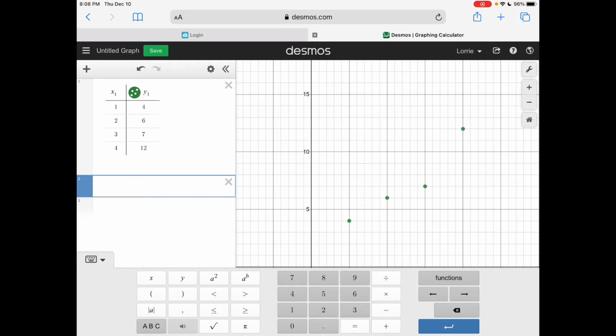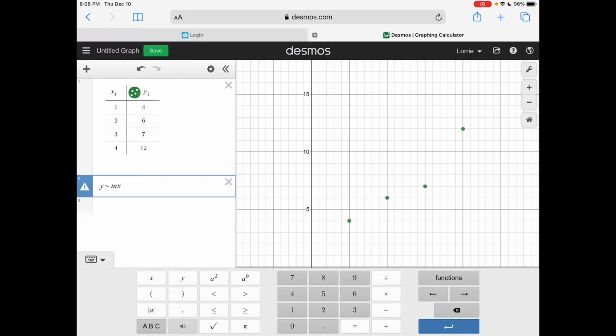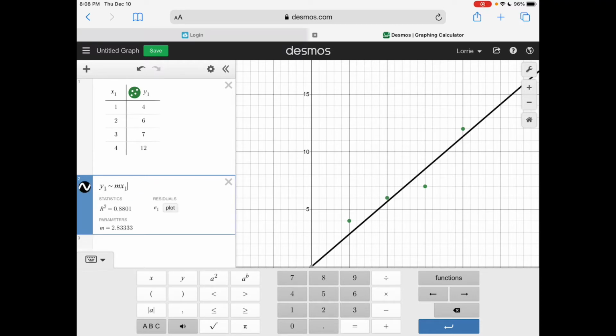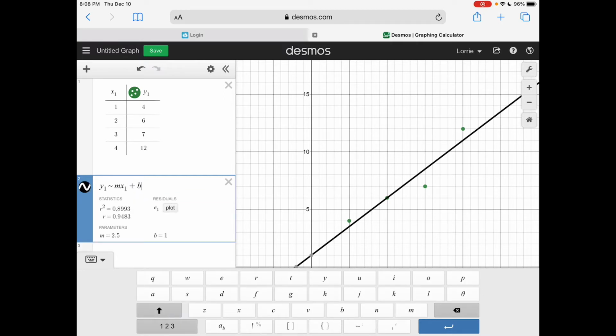So we will put in y is approximately equal to mx1. Actually, I forgot the 1 on my y, so I'm going to fix that. y1 approximately equal to mx1 plus b. And now we've got our parameters that we need. We have an m value of 2.5 and we have a b value of 1. Let's go back over to our review and put those values in.